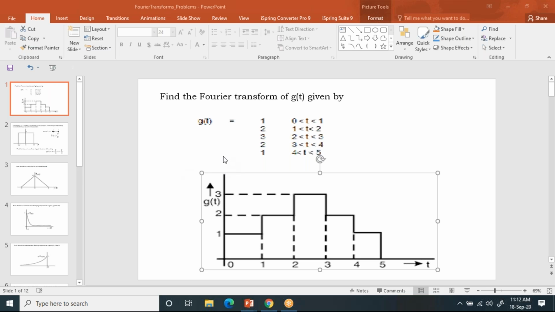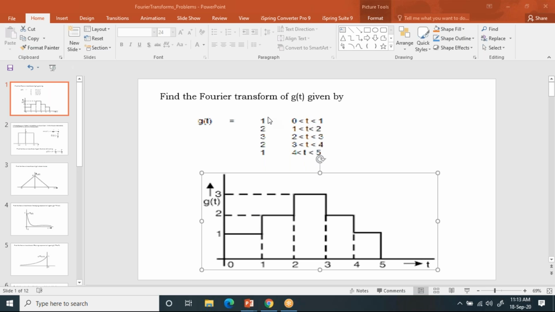Find the Fourier transform of g of t given by, please note this down. g of t is equal to 1 for 0 less than t less than 1, it is 2 for 1 less than t less than 2, it is 3 for 2 less than t less than 3, it is 2 again for 3 less than t less than 4, and it is again 1 for 4 less than t less than 5. Observe how it looks.